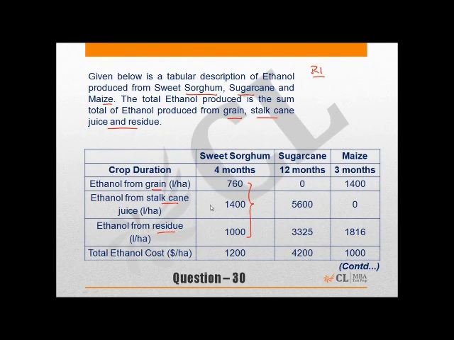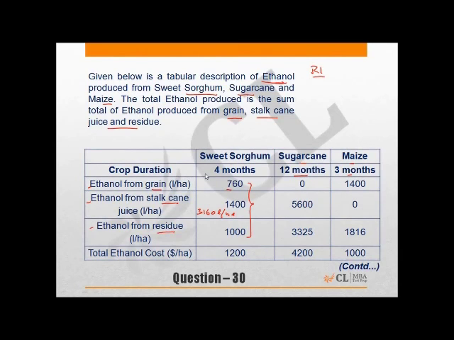And the table tells us if you are using sweet sorghum, you will get 760 liters per hectare from grains, another 1400 liters per hectare from stalk, and from the residue another 1000. Or in other words, it is 1000 plus 14 is 24 plus 7, 3160 liters per hectare of ethanol that would be produced from sweet sorghum in a single crop over a 4-month duration. Similarly, we have data for ethanol from sugarcane and ethanol from maize.